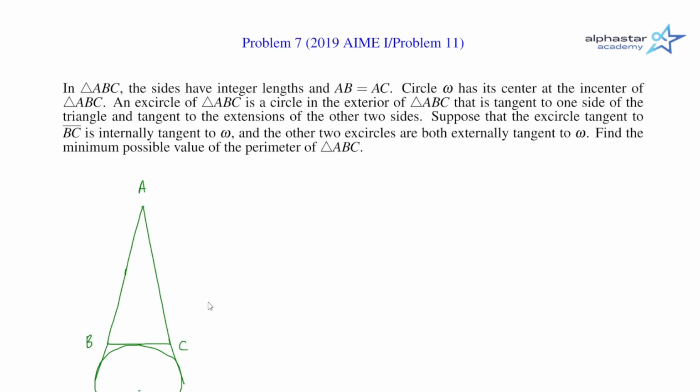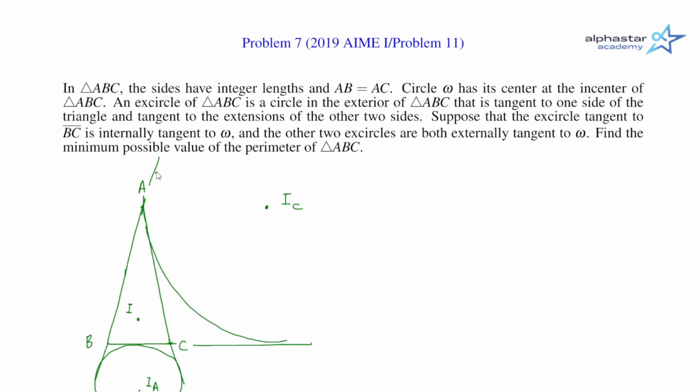And this is internally tangent to omega, where omega, remember, has its center at the incenter, which is here. We'll call it I, and let's call the A-X center I sub A. And then by symmetry, we only really need to consider one of the other X circles because they're the same. The center is going to be about here. And we're given that the other two X circles are both externally tangent.